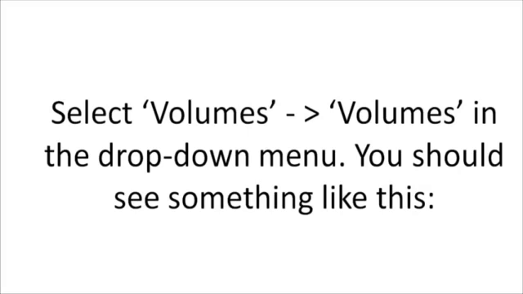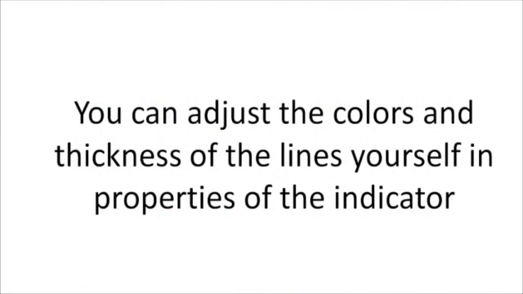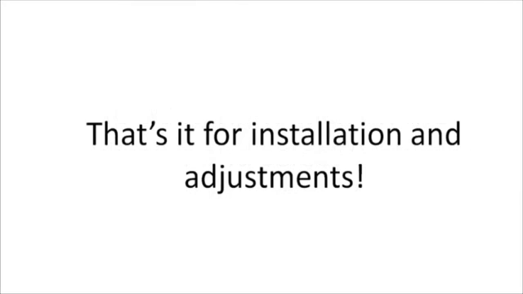Find the Indicators button in the upper menu of the terminal. Select Volumes in the drop-down menu. You should see something like this. You can adjust the colours and thickness of the lines yourself in Properties of the indicator. To do it, right-click on the indicator and select Volumes Properties. That's it for installation and adjustments.